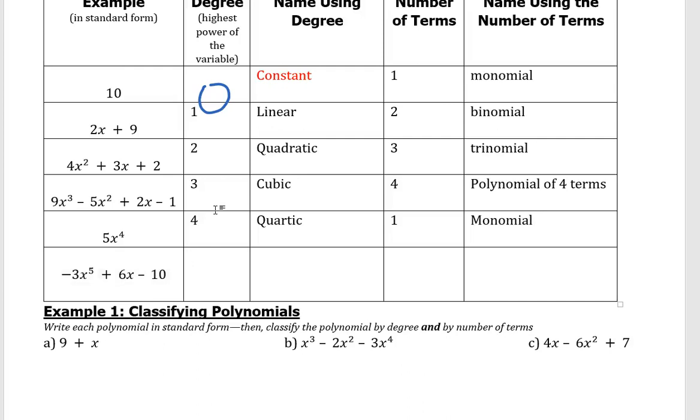And then the last guy here, the highest power of x is the degree, that's your 5. And this is called quintic. And there's more names going up from here, but this is where we're going to stop. This has 3 terms, the negative 3x to the 5th, the 6x, and the negative 10. So this guy would be a quintic trinomial.